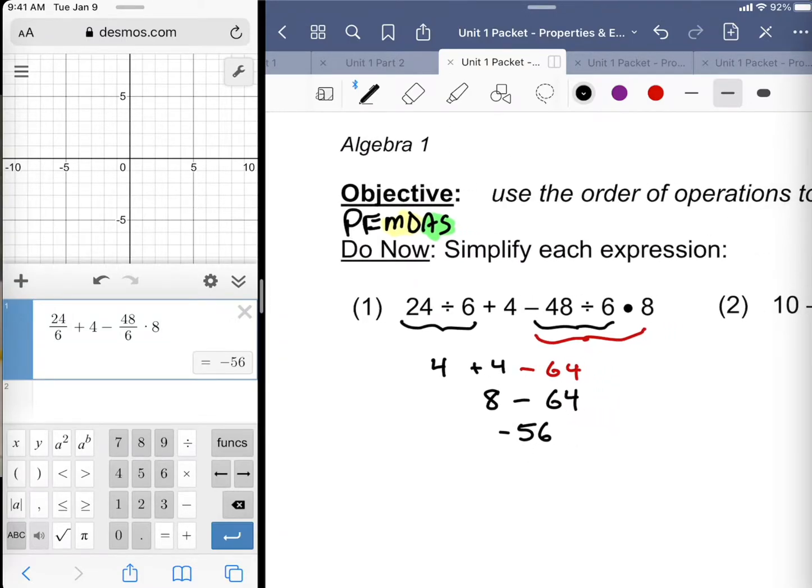But we do want to have a handle on order of operations because when we work with symbolic expressions, so letters instead of numbers, it's going to get to a point where if you don't know the order of operations, you're going to find it to be more difficult.